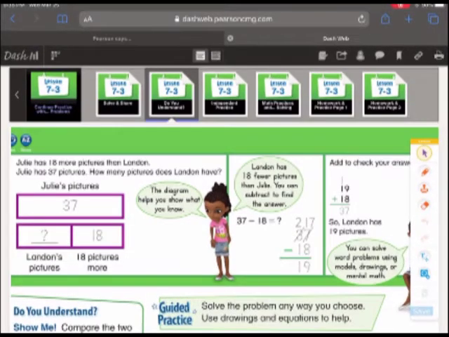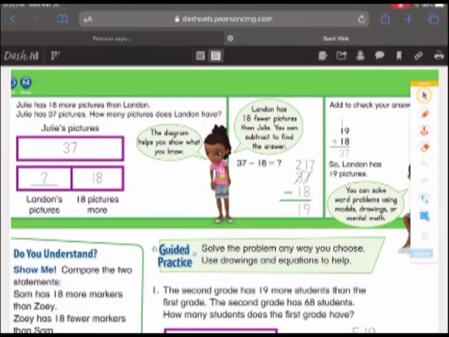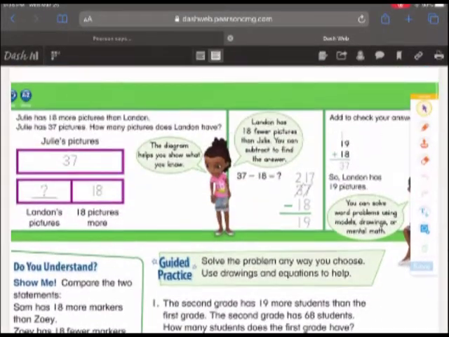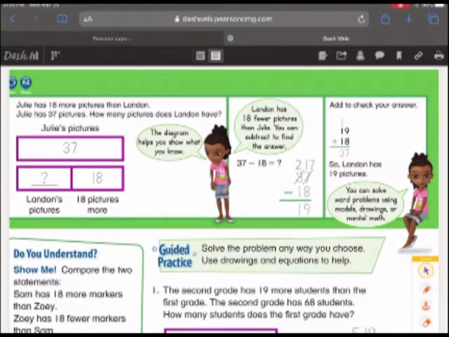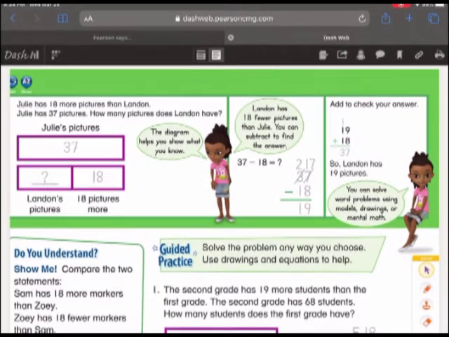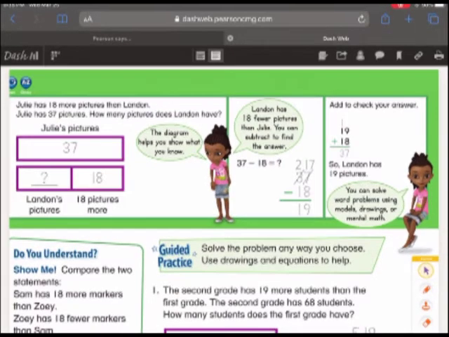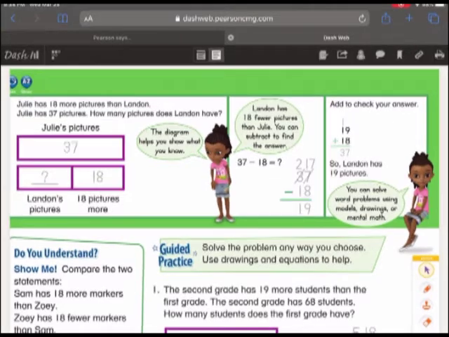Okay, let's take a look at the boxes at the top of page 404. Julie has 18 more pictures than Landon, and Julie has 37 pictures. How many pictures does Landon have? And right away we see a bar diagram, and a bar diagram is going to help us show what we know. And what do we know? We know that Julie has 37 pictures. And she has 18 more pictures than Landon.